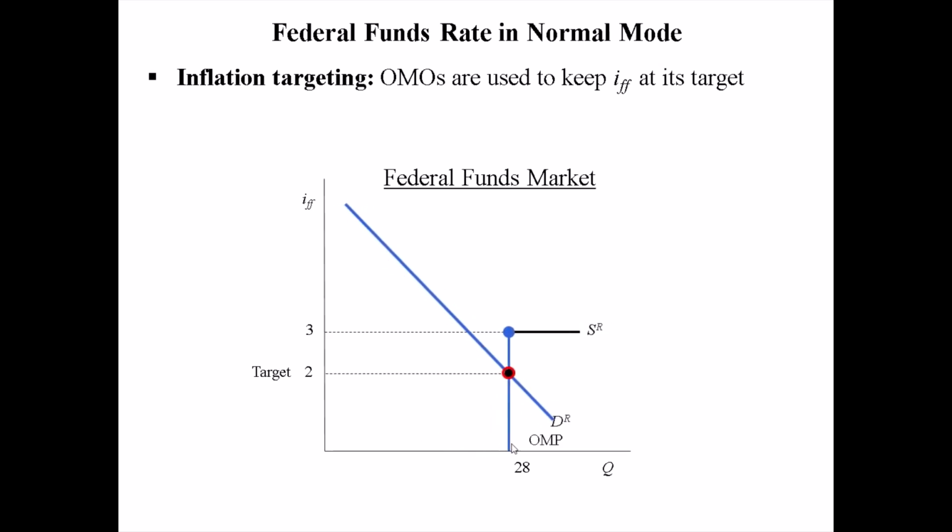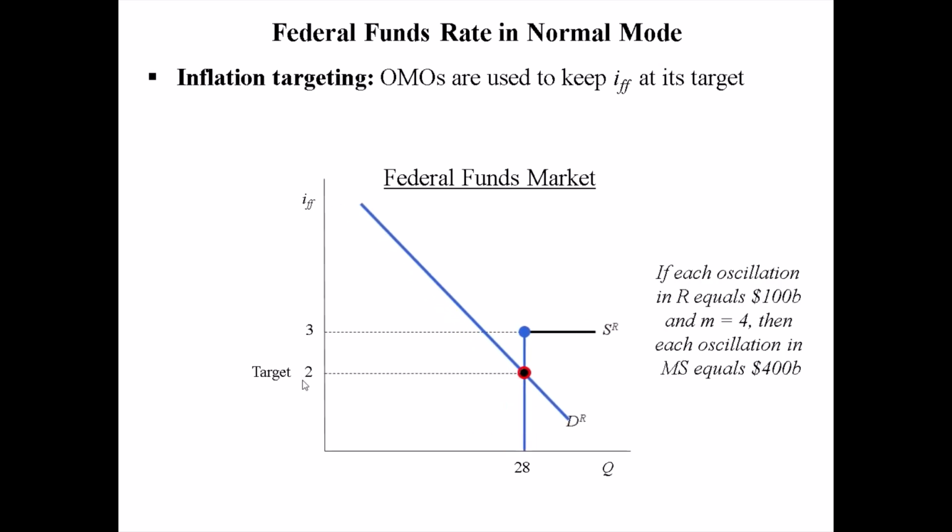An open market purchase is when the Fed moves the supply curve rightward. And so in order to keep interest rates from moving too much in the federal funds market, it's constantly doing open market purchases and sales in New York. Now, if each oscillation in the reserves equals $100 billion and the multiplier is, say, 4, currently it's about 1, then each oscillation in the money supply equals $400 billion.